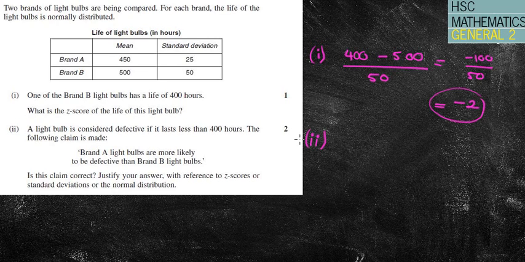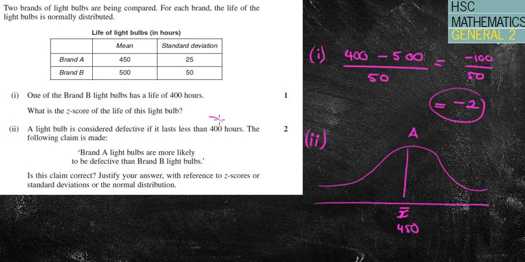A light bulb is considered defective if it lasts less than 400 hours. The following claim is made. Brand A light bulbs are more likely to be defective than brand B light bulbs. Is this claim correct? Well, I have to have a look at brand A as well. So I'm going to draw a bell curve for brand A. Okay, that's going to help me to distinguish how far below the mean brand A is going to be. So the mean is 450.